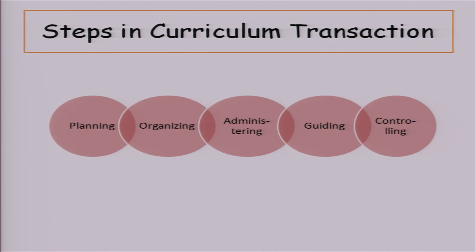Then comes administering. How do we administer the curriculum in the actual situation? The administering part is related to the actual practicing in the classroom. Then guiding, how to guide, and last, controlling. When we look at the teaching learning process, we can see that there are various phases of it, and this curriculum has to be planned in such a way that it is proper in each step of the curriculum.